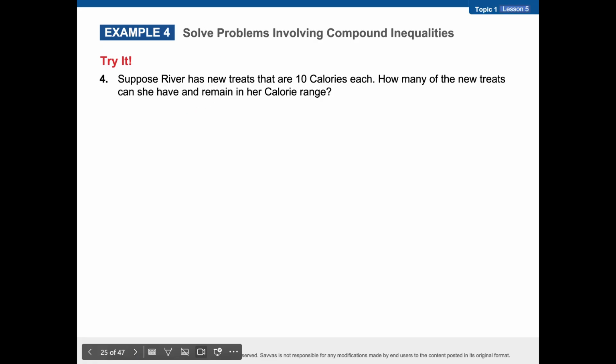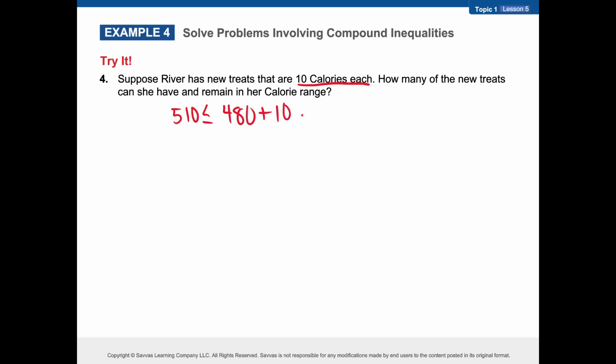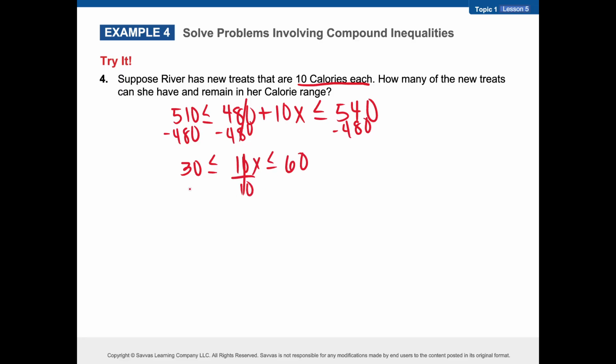Suppose that River has new treats that are now 10 calories each. So it would be the exact same problem except with 10 calories per treat, still with between 510 and 540. Same concept, minus 480 to both sides. 30 is less than or equal to 10x, less than or equal to 60. Divide by 10. But now since the treats have less calories, River can have minimum of 3, maximum of 6 treats.